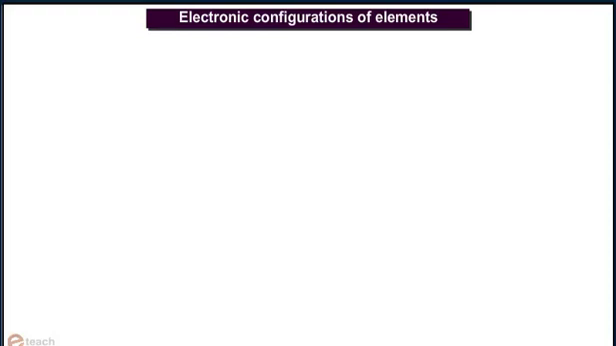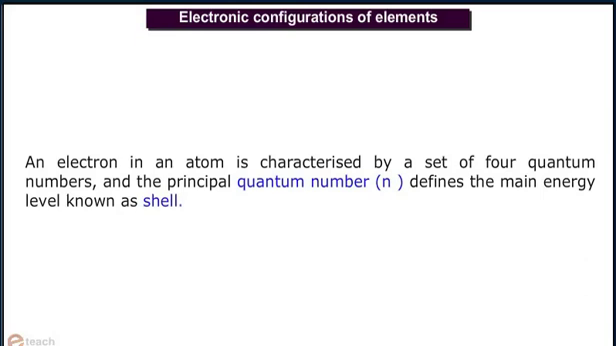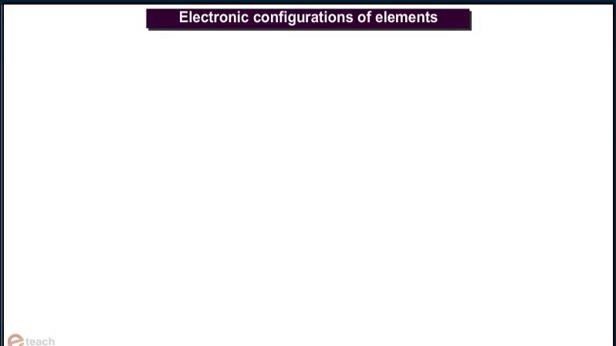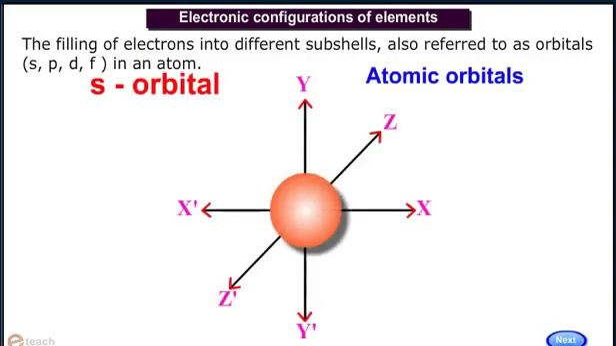Electronic configurations of elements. An electron in an atom is characterized by a set of four quantum numbers, and the principal quantum number defines the main energy level known as the shell. The filling of electrons into different subshells, also referred to as orbitals, s, p, d, f in an atom.